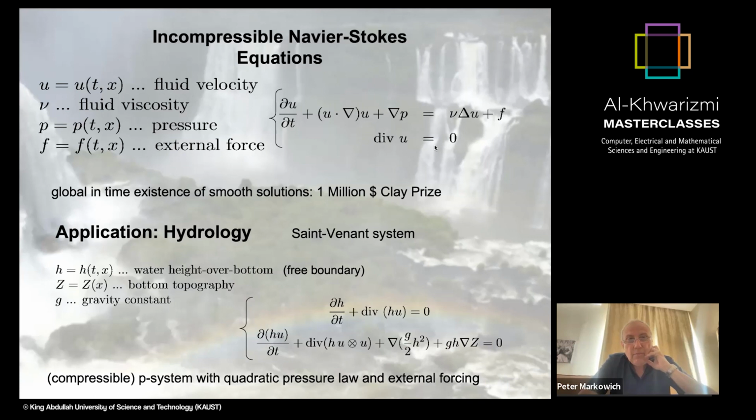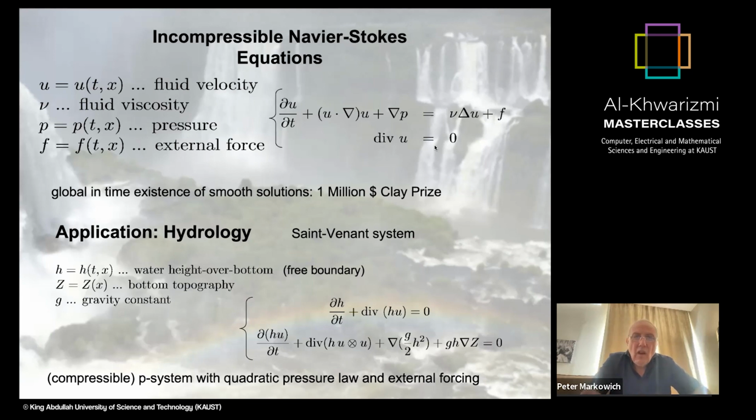Now, for those of you who have ambitions in terms of science and in terms of money, if you prove the global in time existence of smooth solutions of that system of equations, the Clay Foundation will give you $1 million. And I'm sure if you happen to be under 40, you will also get a Fields Medal.